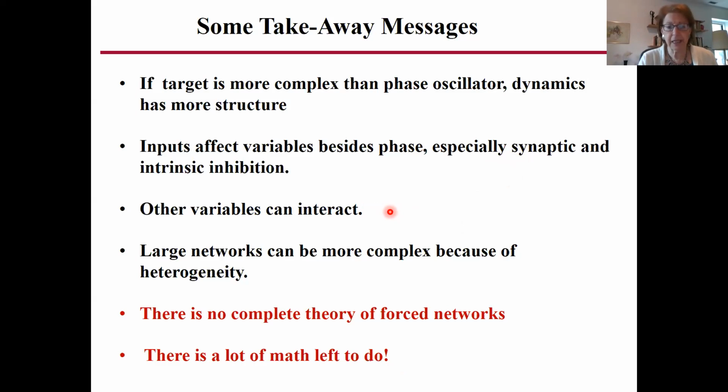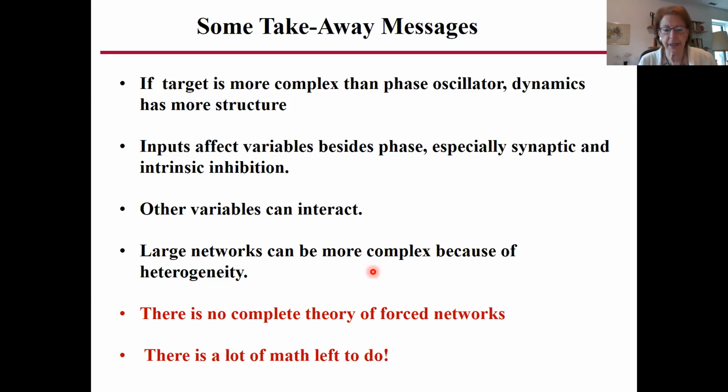All of this happens even in one or two cells. But if you have large networks, they can be even more complex because of the heterogeneity, and they can produce different things because of the heterogeneity. So the bottom two takeaway messages I have is we have close to a complete theory of forced oscillators. Not quite, there's still open questions there. But the theory of forced networks is essentially at its beginning.